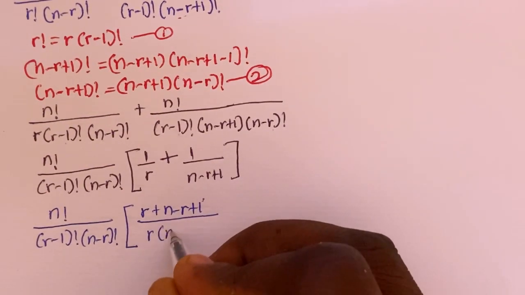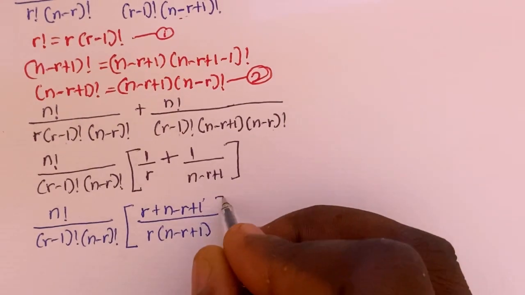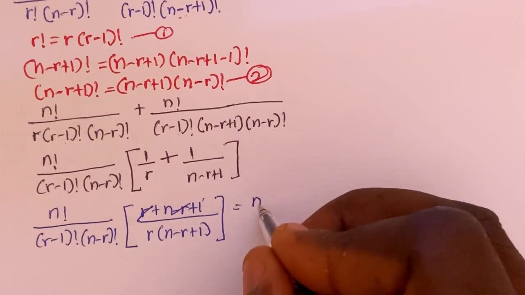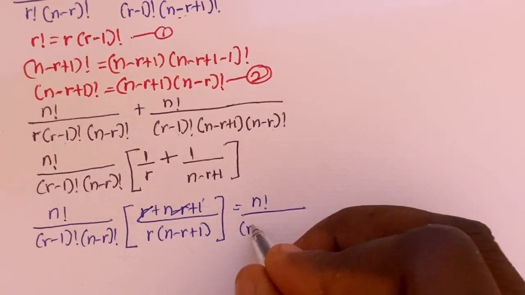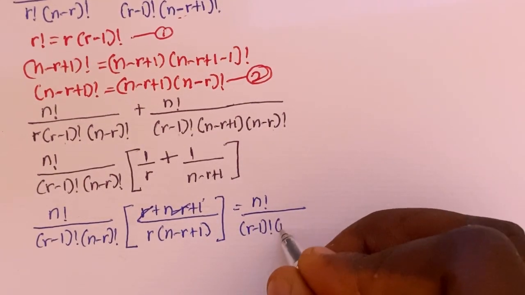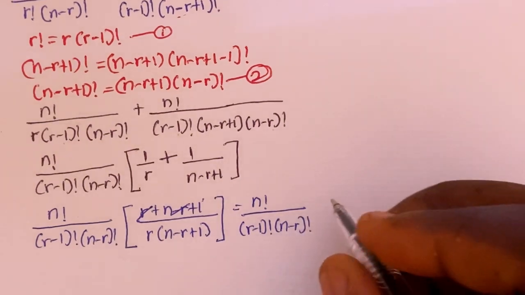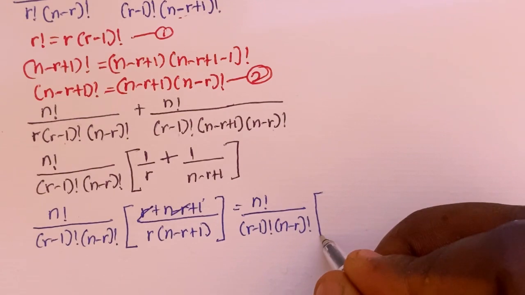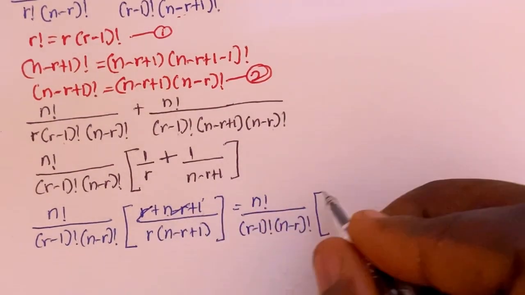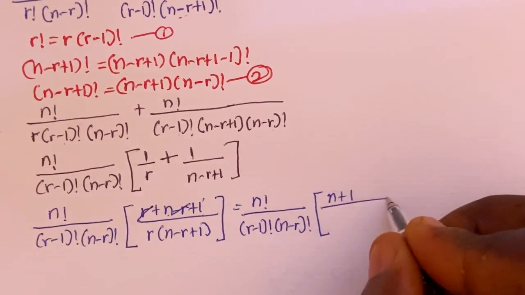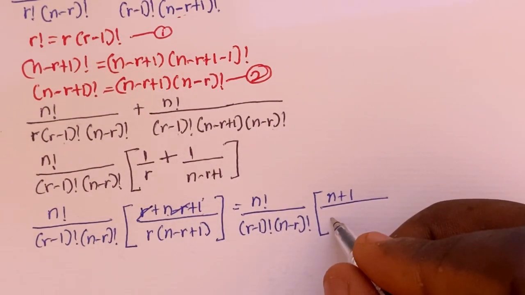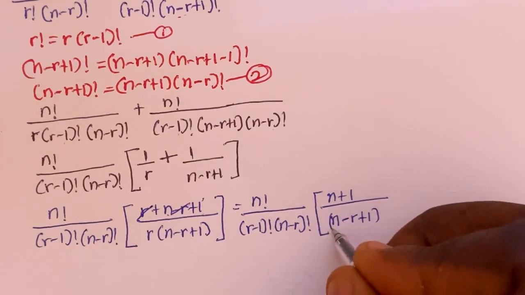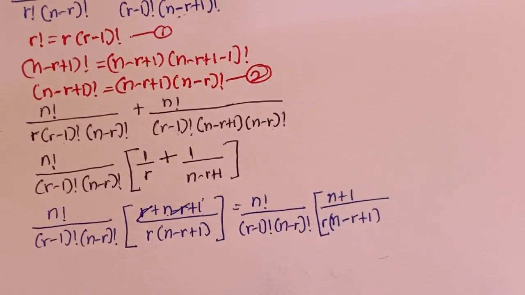That's r into bracket n minus r plus 1. Exactly. So here, r will cancel minus r. Then I'm left with what? N factorial divided by what? That's r minus 1 factorial into bracket n minus r factorial, right? Then here should be, that's actually, here I'm having n plus 1 divided by what was that? I'm having, that's actually n minus r plus 1. Then I'm having r here. Exactly. So that's what I'm having.